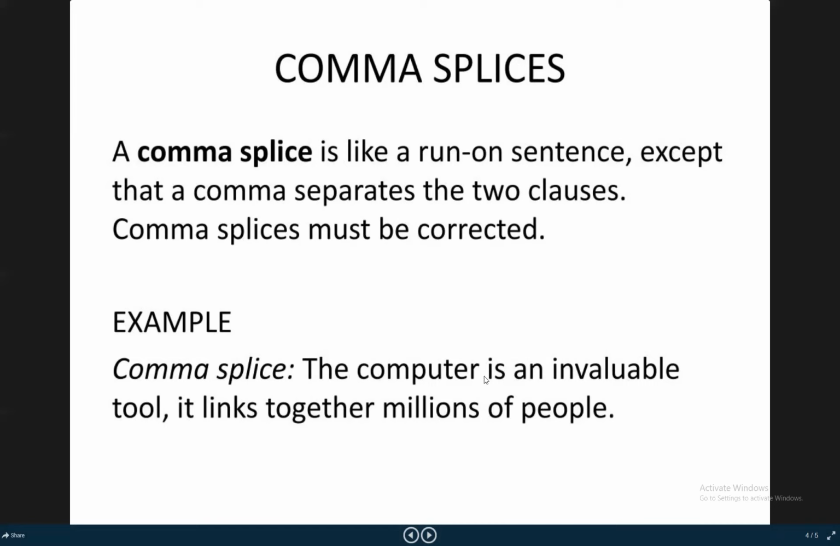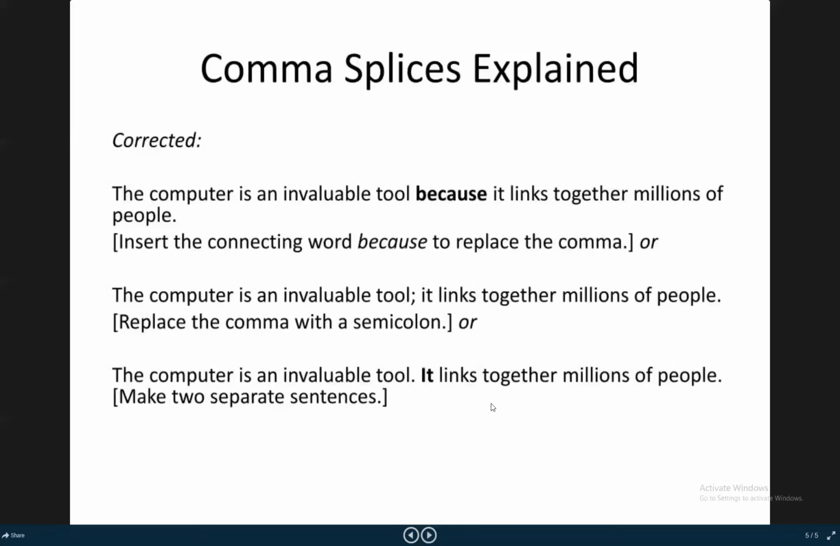Here we go. The computer is an invaluable tool, comma, it links together millions of people. So here they have a comma splice, and we need to correct it the way we corrected the previous one. Let's move on to the next one. Let's find out how to correct it.